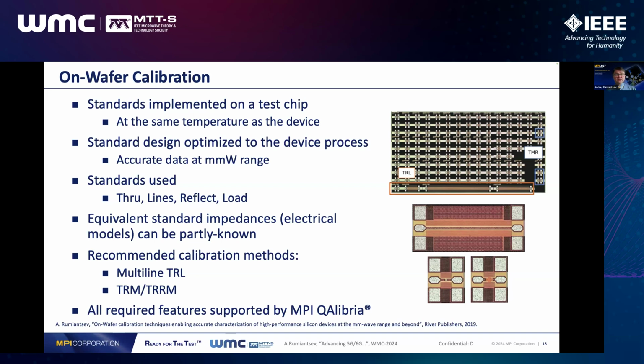Different calibration standards can be designed using modern semiconductor processes, such as transmission lines, thru, standard, reflect, as well as the load elements. Not all electrical characteristics of such elements need to be known, which is the huge plus. By using advanced calibration algorithms, such as NIST multi-line TRL, or thru-match-reflect, or thru-reflect-match calibration algorithms developed by MPI, it is very easy to do on-wafer calibration and achieve very accurate calibration results in the wide frequency range. And all the features related to this calibration approach and these methods are available from MPI software.